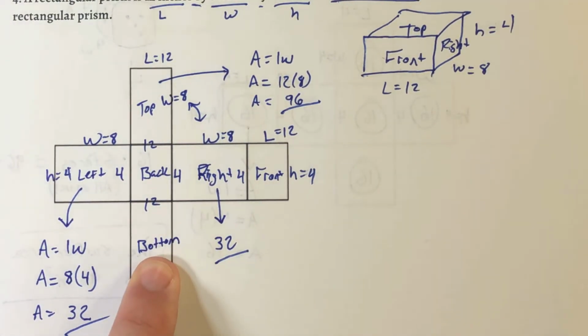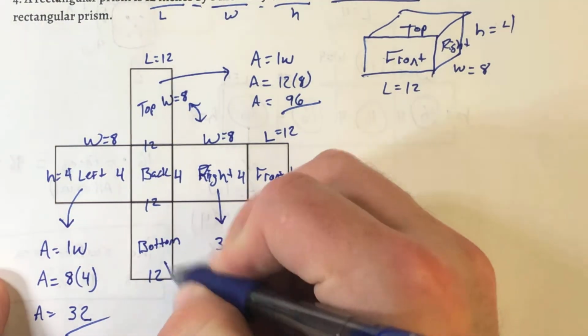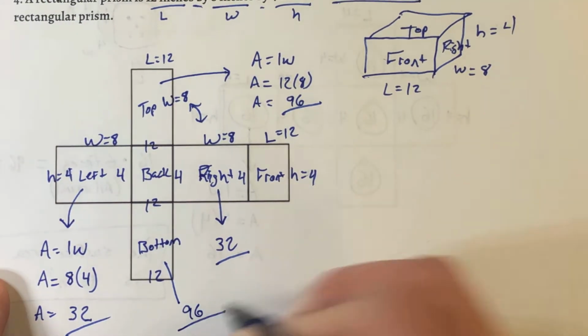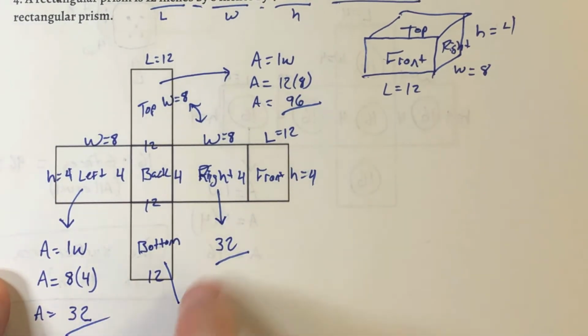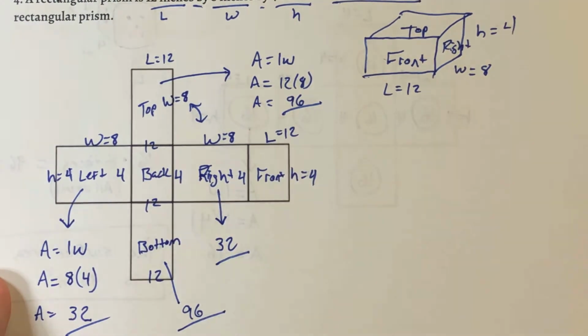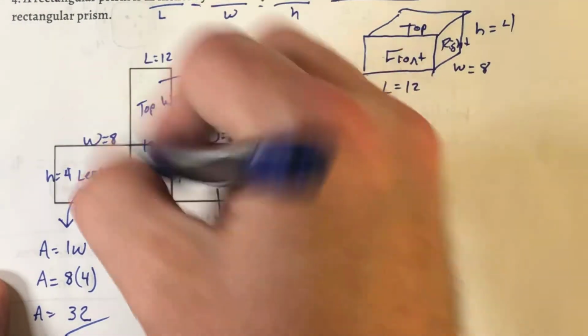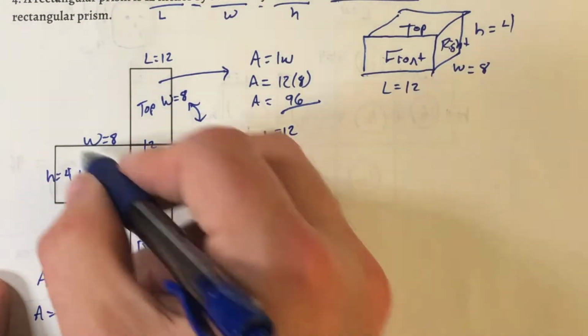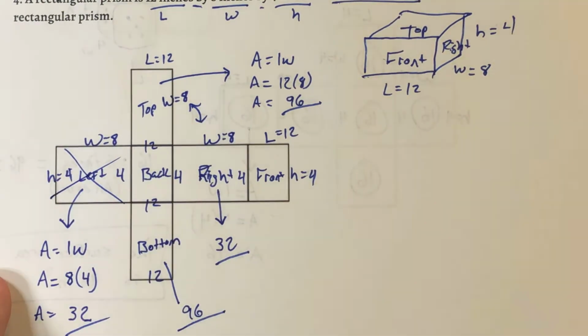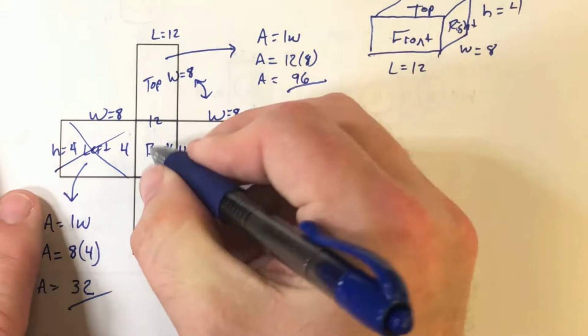Shortcut, the bottom one's going to be the same as well. So I now have 1, 2, 3, 4 areas. I am missing the back and the front. So you can use this net also as a checklist. You can cross them out saying, oh, I found the left, let's cross it out, and so forth. That way you don't miss anything. Okay, I still need to do the back and front.